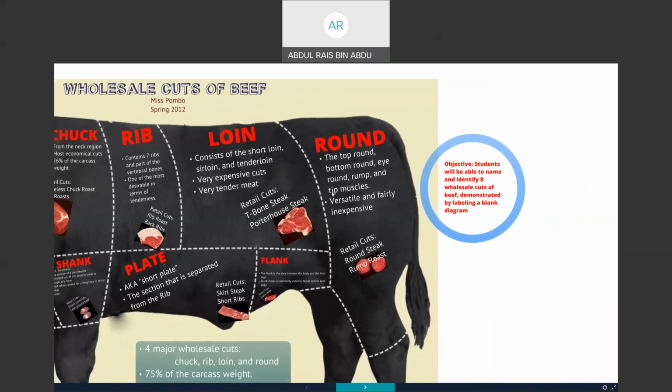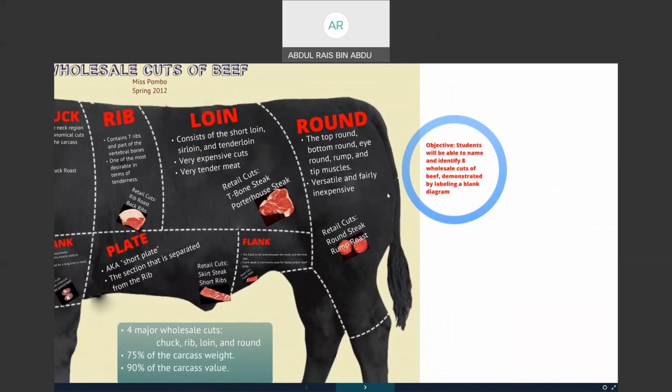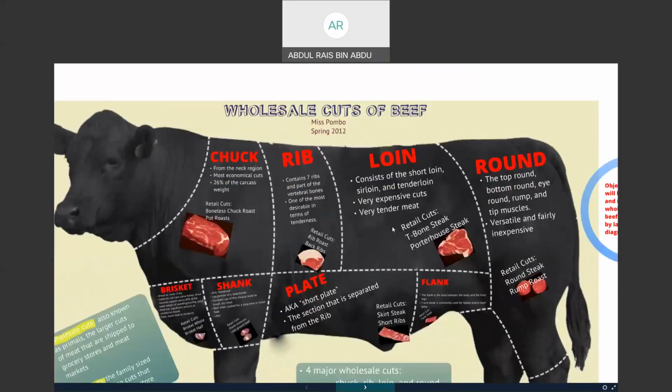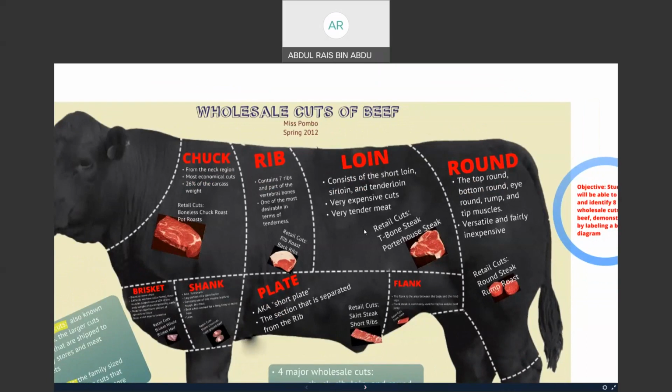And as the final section of the cow, the rear part or the tail, they say the top round, bottom round, eye round, rump and tip muscle. It is a versatile and fairly inexpensive cut of the cow. Some of the retail cuts you can get from the round are the round steak or the rump roast. So that's basically the breakdown of the parts of the cow. So remember, there is the forefront and also the hind.